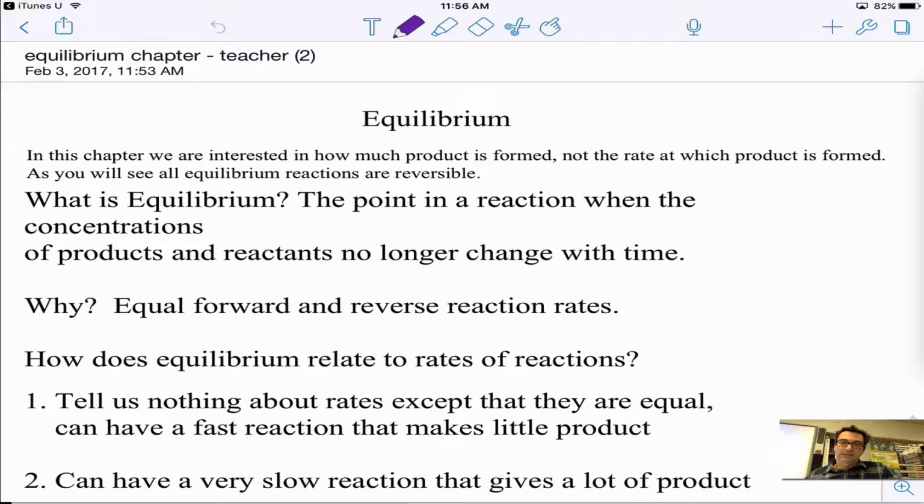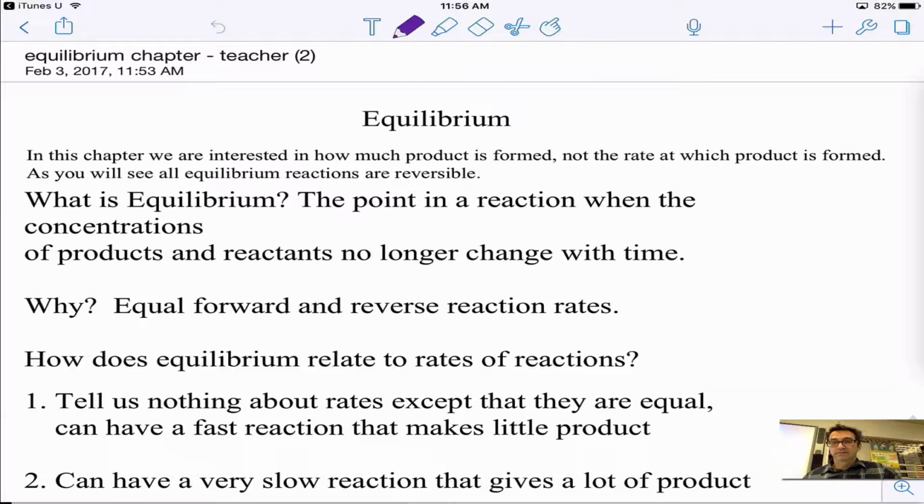And at this point in the reaction, the amount of products and the amount of reactants no longer change. They're sort of at this state where there's no longer a visible reaction occurring. And it's kind of weird because there is actually a reaction occurring. It's a reversible reaction. The reactants are becoming products, and the products are becoming reactants. They're going back and forth, and they're happening at equal rates.